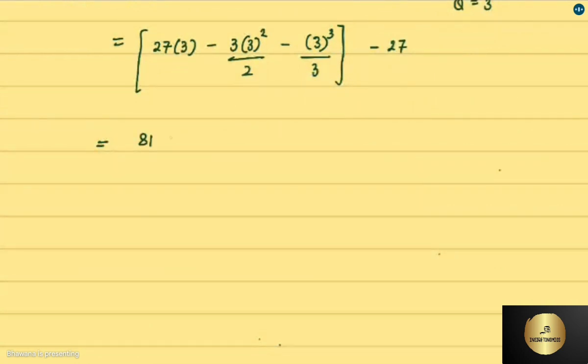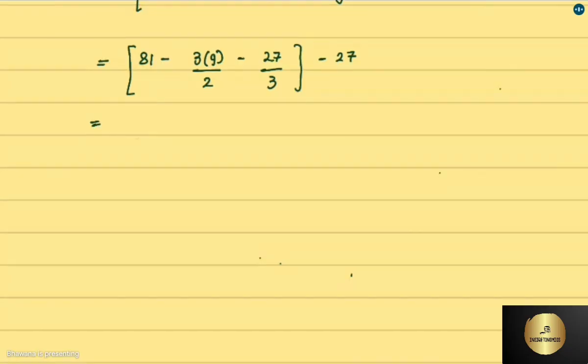So when you solve it, you will get 81 minus 3 into 9 divided by 2 minus 27 divided by 3 minus 27.